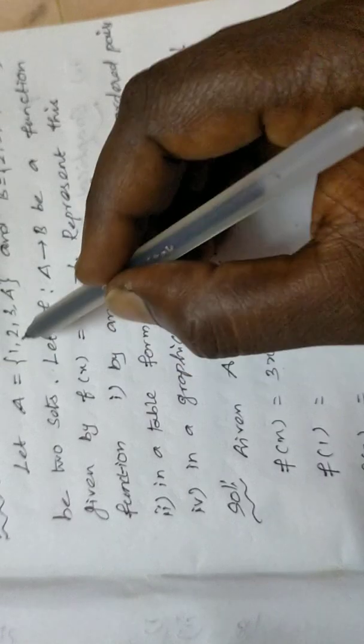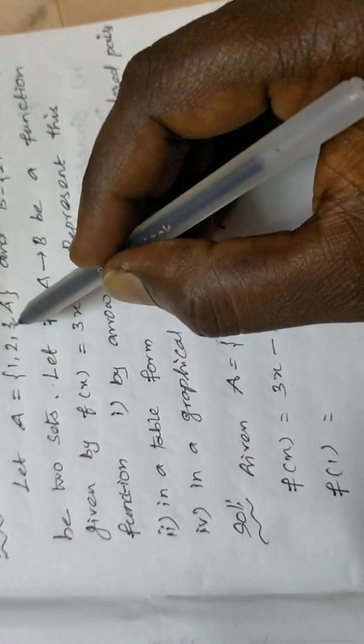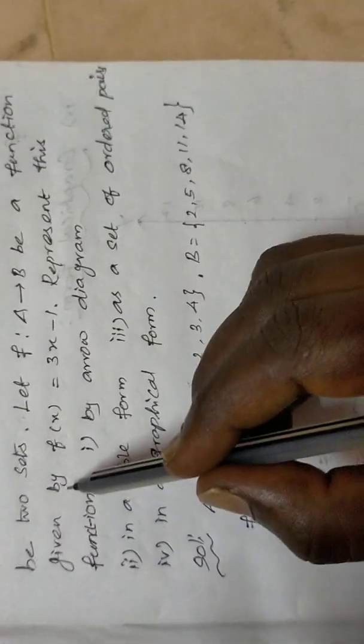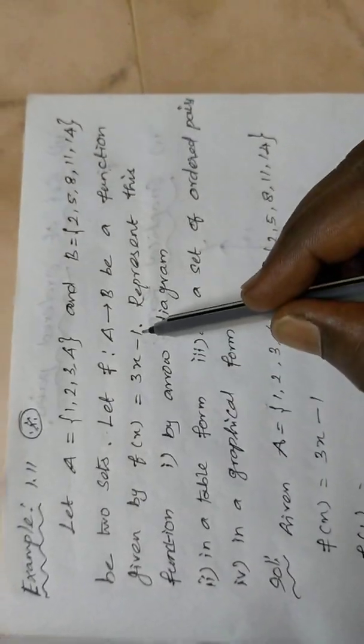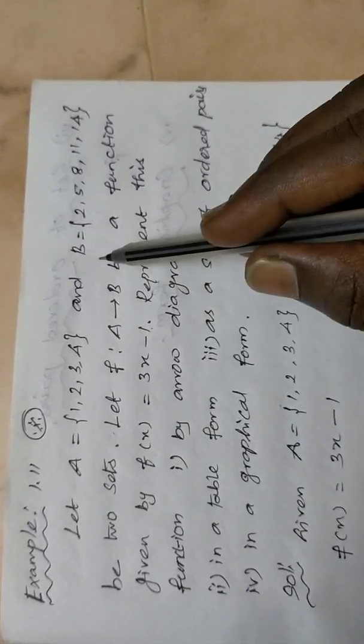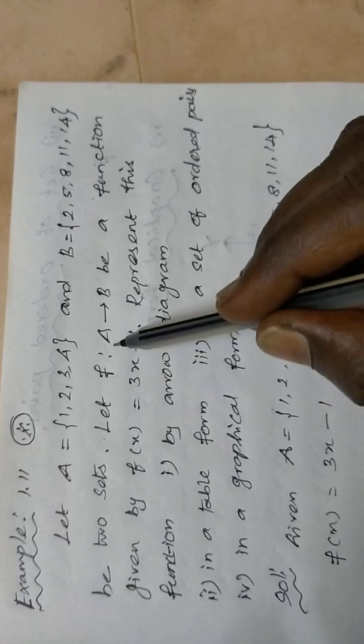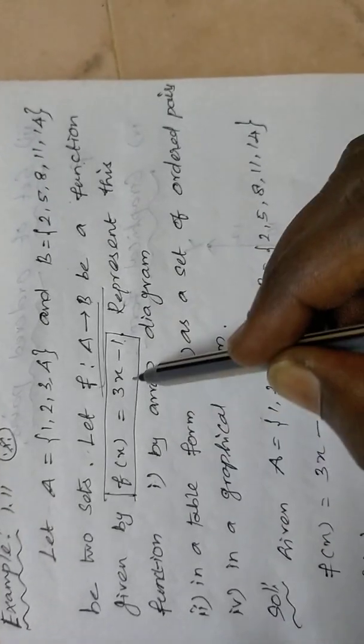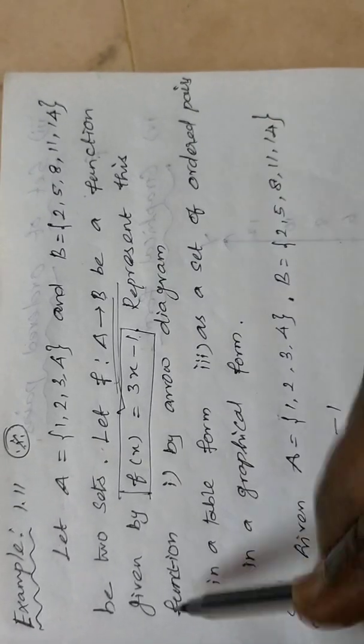So, 5 marks only. Let A equal the set of 1, 2, 3, 4 and B equal the set of 2, 5, 8, 11, 14 be two sets. Let f from A to B be a function given by f of x is equal to 3x minus 1. So, given two sets A and B, the function f from A to B is given by f of x equal to 3x minus 1. Now we represent this function.